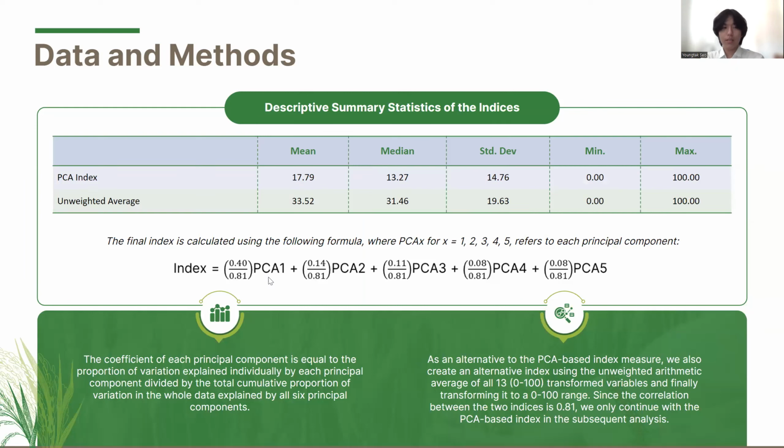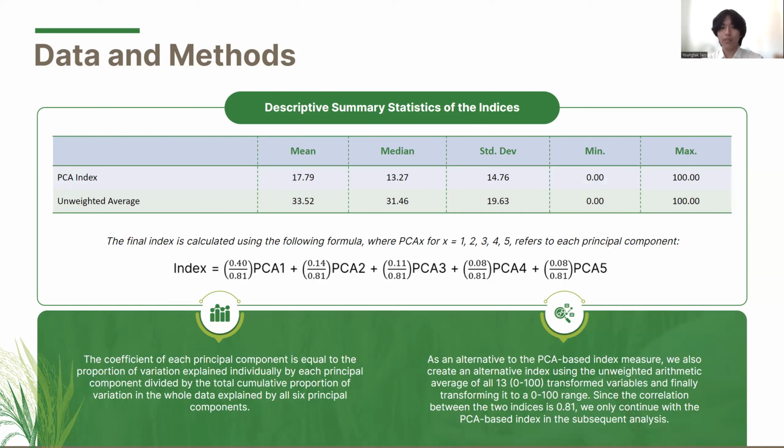So here's the formula that we use for the PCA index. And below, there's a chart for unweighted average. So the coefficient of each principal component is equal to the proportion of variation explained individually by each principal component divided by the total cumulative proportion of variation in the whole data explained by all 6 principal components.